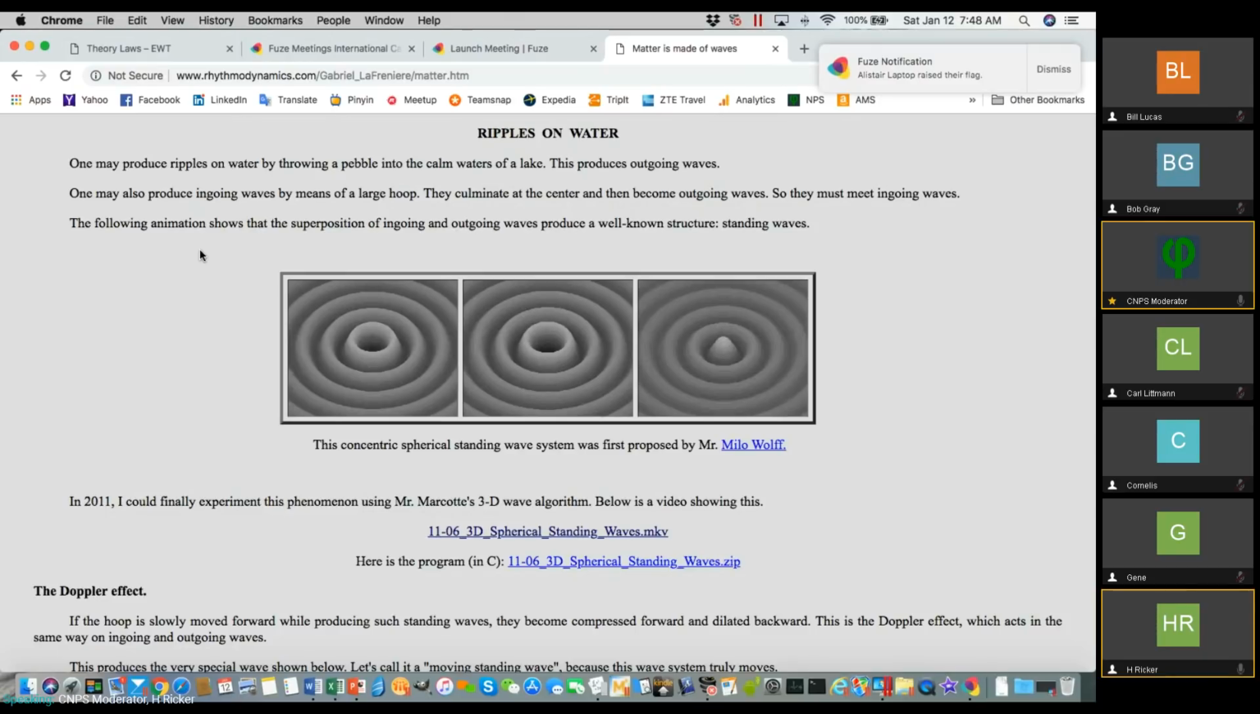Okay, so Cornelius, you raised your flag. And then Bill. Basically, I started with Milo Wolff also, and I have difficulty understanding how Milo Wolff managed to get the waves to focus to a point. I struggled with that for quite a while, and I was wondering how you came to the conclusion that a plane wave, that's just a straight wave, can actually turn and focus itself to a point.